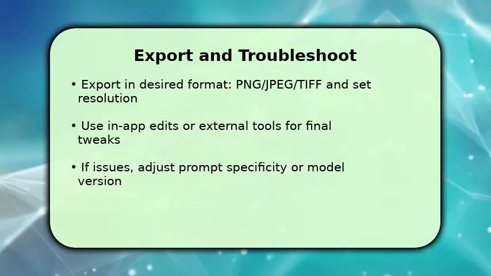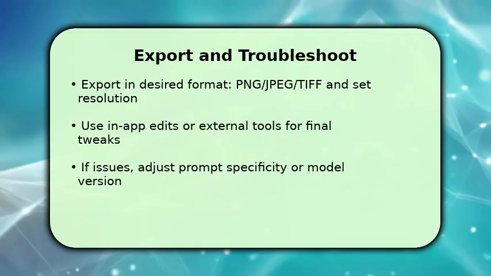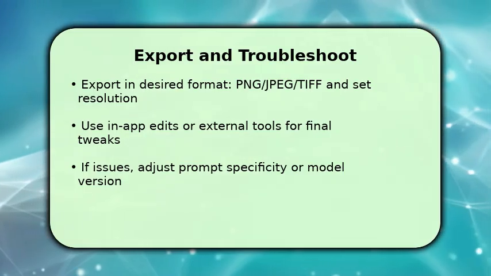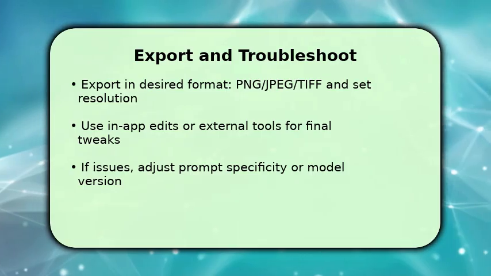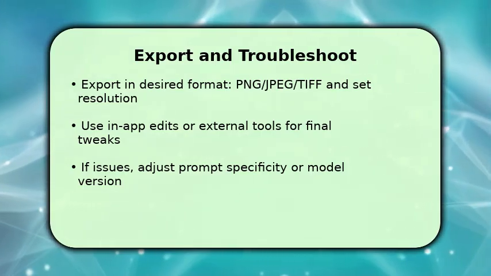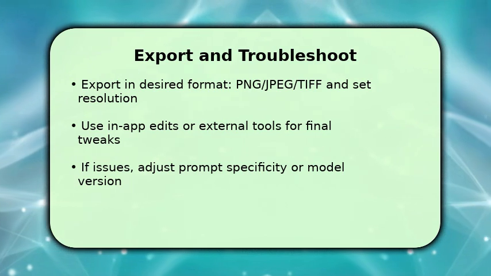If output looks wrong, troubleshoot by making your prompt more specific, switching model version, or increasing steps for detail. Also retry with a different seed to avoid persistent artifacts. This usually fixes compositional or visual anomalies quickly.